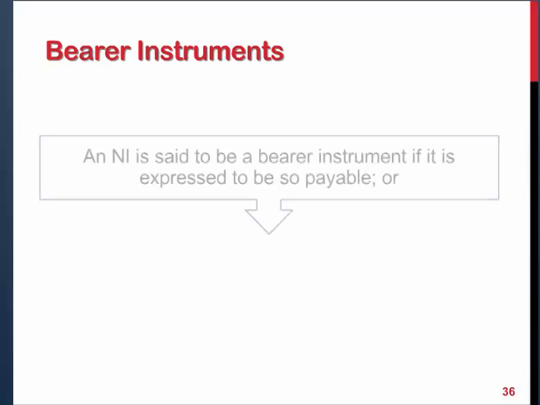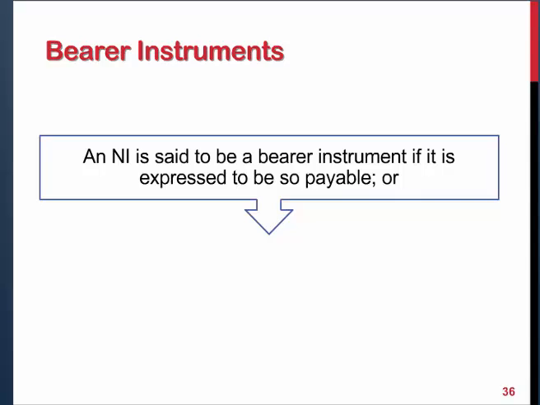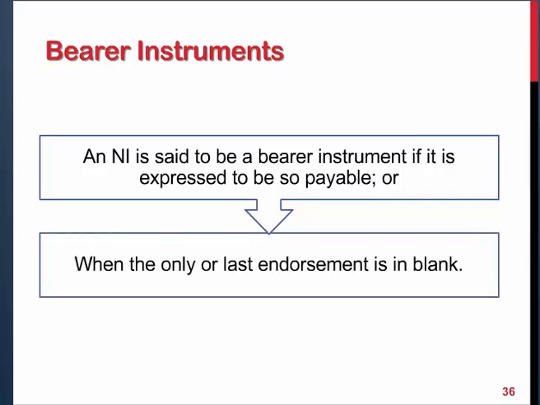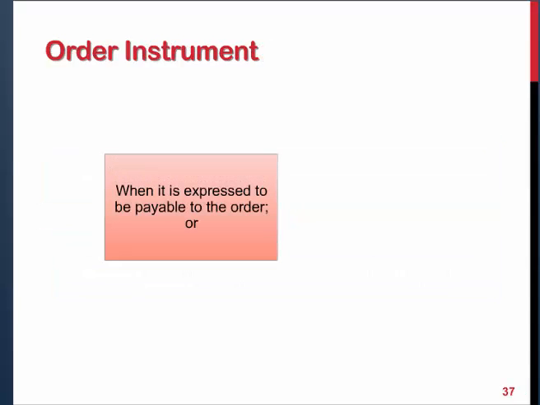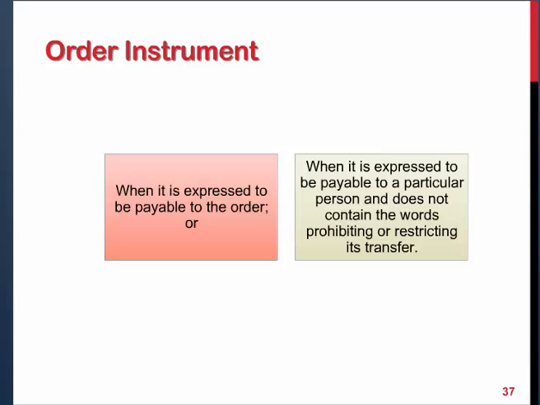Bearer instruments. A negotiable instrument is said to be a bearer instrument if it is expressed to be so payable, or when the only or last endorsement is in blank. Order instrument. When it is expressed to be payable to the order, or when it is expressed to be payable to a particular person and does not contain words prohibiting or restricting its transfer, that is an order instrument.